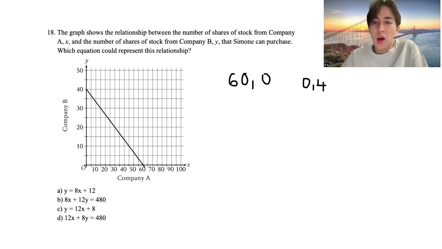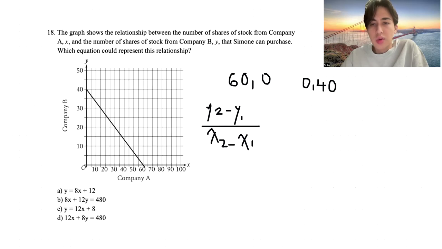That represents the y-intercept, which is right here. So with these two known points, we can find the slope using the formula y2 minus y1 over x2 minus x1. We can make one of these points x1, y1, and the other one x2, y2. It does not matter which one. You just have to make sure that the x1 and the y1 are of the same point.